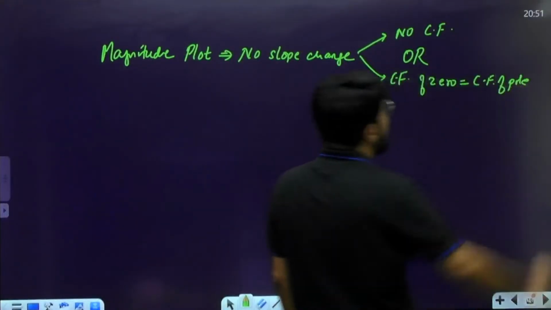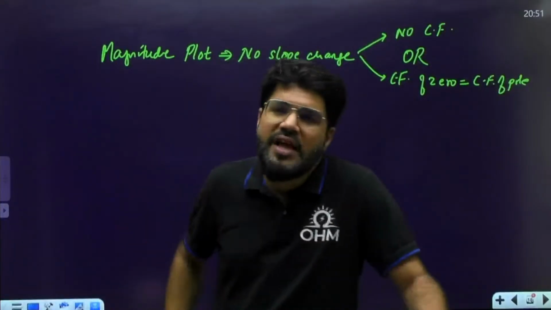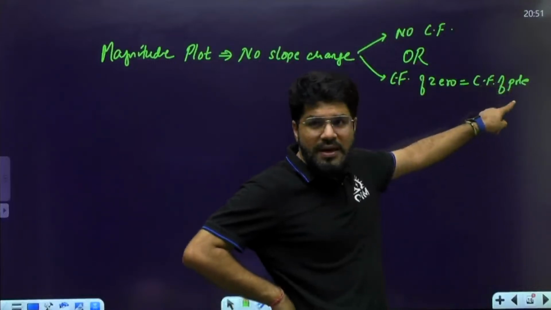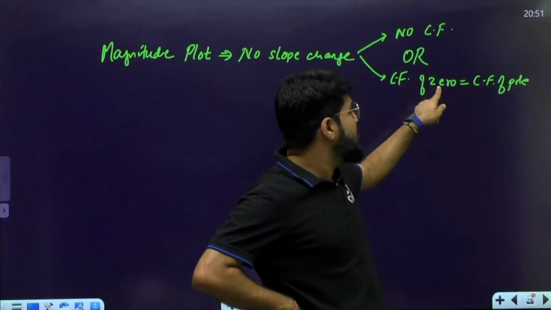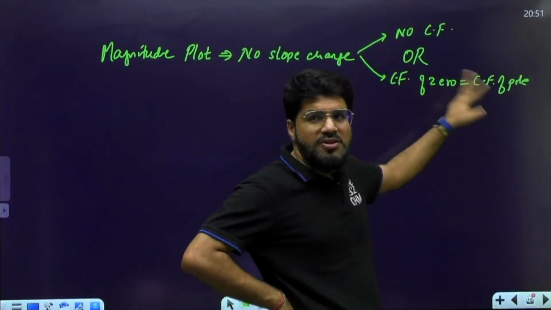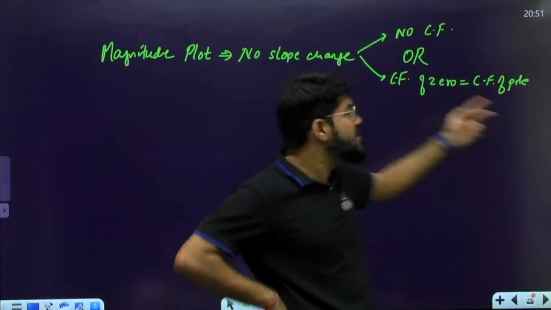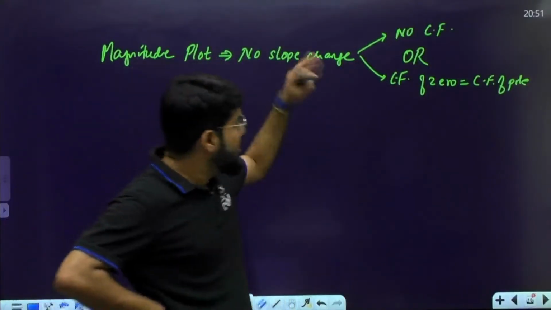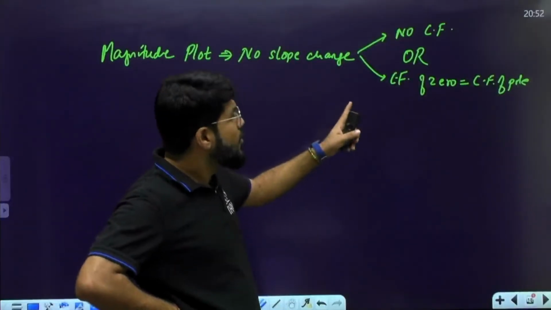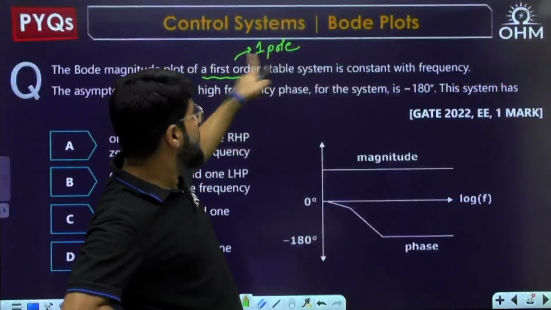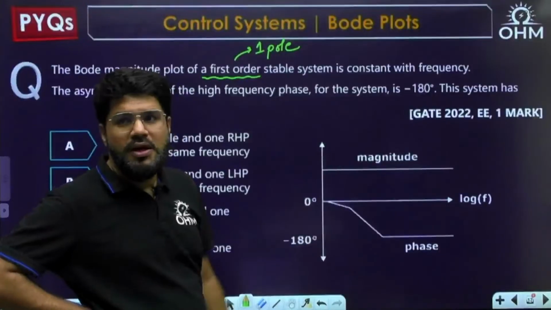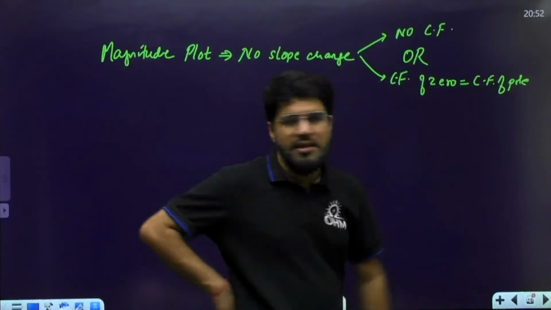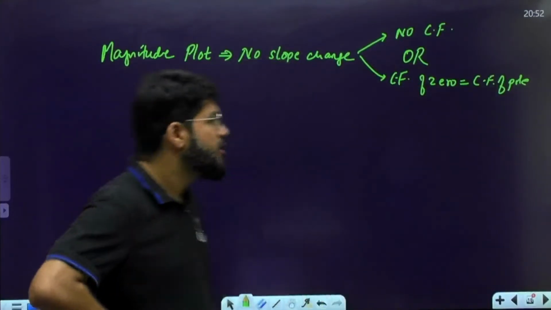Okay, pole and zero occurring at the same corner frequency. So what will happen if they have the same corner frequency? At the same frequency, the pole will try to change the slope by -20. At the same frequency, the zero will try to change the slope by +20. Because of that, -20 plus 20, the net slope change is 0. No slope change. So if there is no slope change, either there is no corner frequency like the previous question, or here there is a pole because it is first order, so there has to be a zero also, and that too with the same corner frequency.